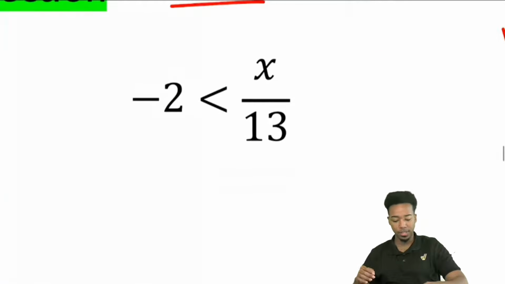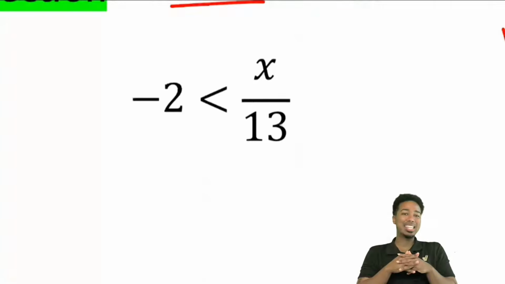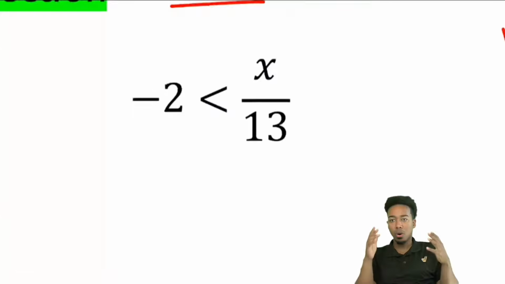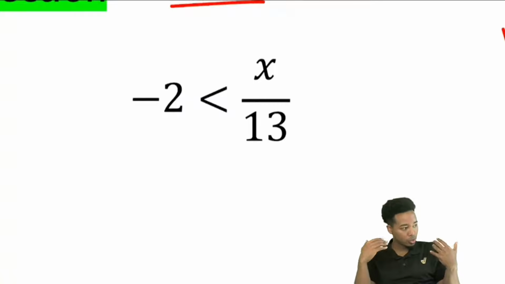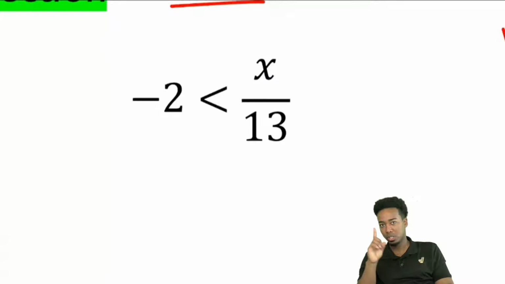So how do we solve this? -2 is less than x over 13. Well, here's what we're doing, everybody. Inequalities are pretty much the same as equations with one minor difference. When it comes to equations, what is the one thing that you will always see in an equation? What's the one thing you always see?